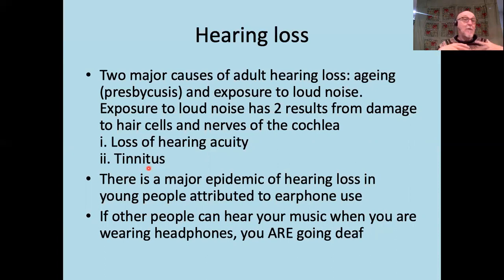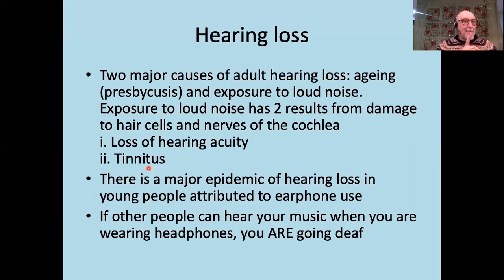Presbycusis, if you want to remember, I'm not going to ask you that, but if you want to talk about it at cocktail parties, then you can try and remember the name, presbycusis. That is normal hearing loss associated with aging. It can be very acute with aging. People can become profoundly deaf. But in addition, there is a genetic component, and the tendency to deafness tends to be inherited.